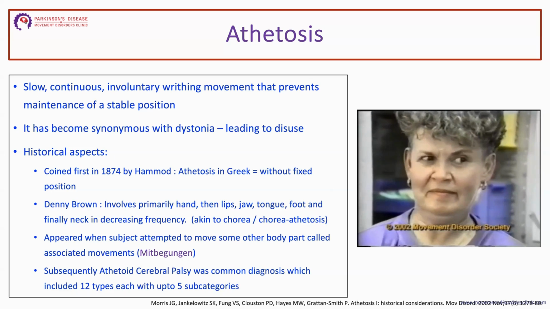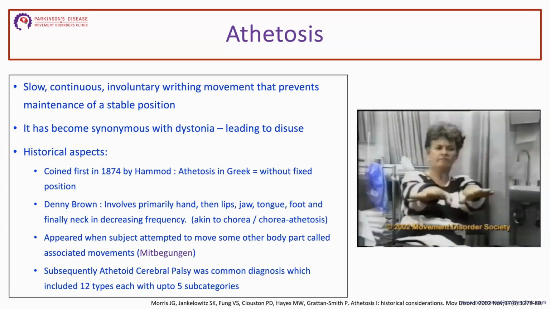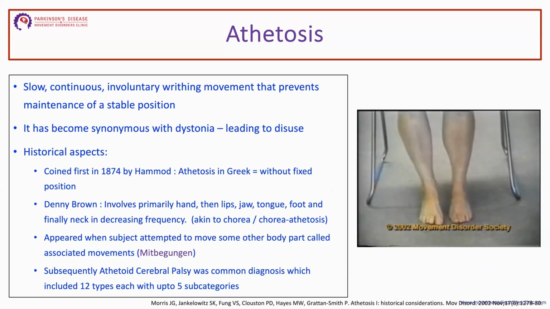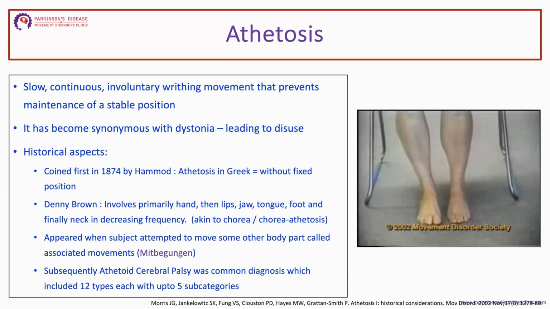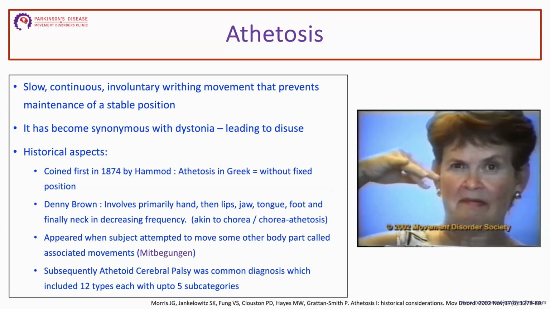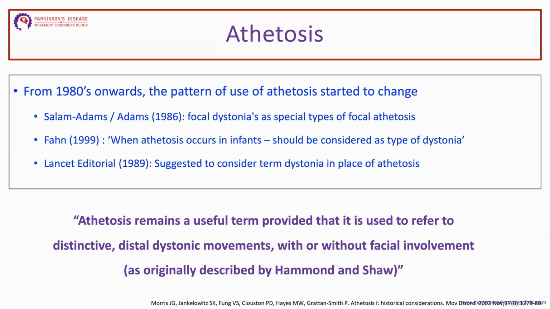And it appears in a subject when they attempt to move some body part, called mirror or associated movements. Subsequently, athetoid cerebral palsy was a common diagnosis, which included a further 12 different types and up to 5 subcategories, which you could have seen in the 70s and 80s. This is what was used to differentiate various types of so-called athetoid cerebral palsies. Now, it has become almost akin to dystonic movements.